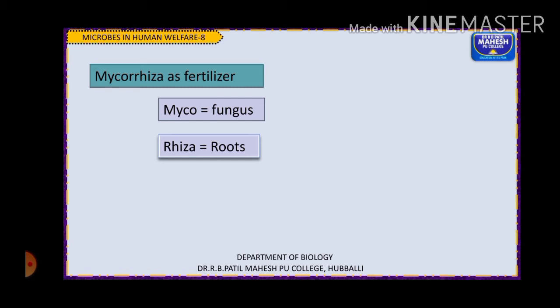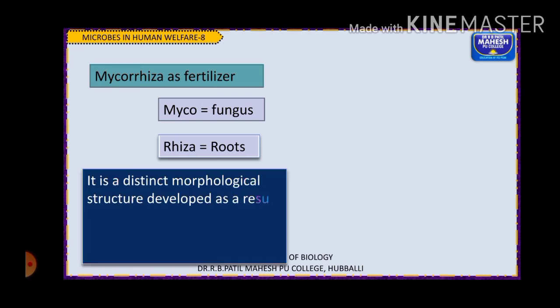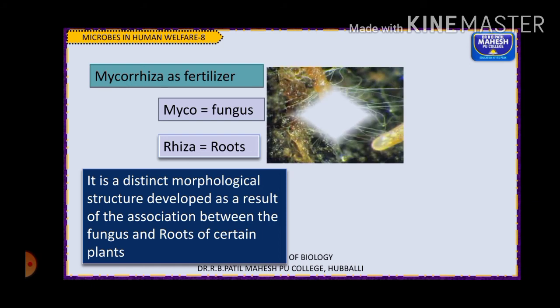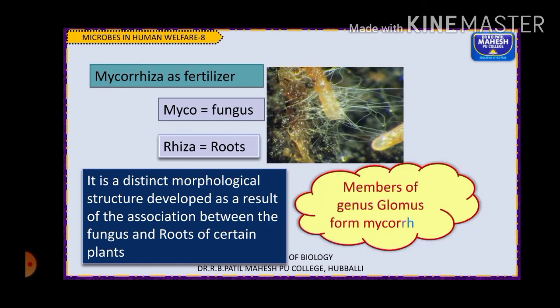Another example we have is Mycorrhizae. Mycorrhizae are also called the fungus roots. So they are also efficient biofertilizers. Myco means fungus and rhiza means roots. So commonly they are also called the fungus roots. It is a distinct morphological structure which develops as a result of association between the fungus and roots of certain specific higher plants. Okay, so these plants suffer from nutrient scarcity. Most of the time it is phosphorus and nitrogen deficiency that might be there in those plants.